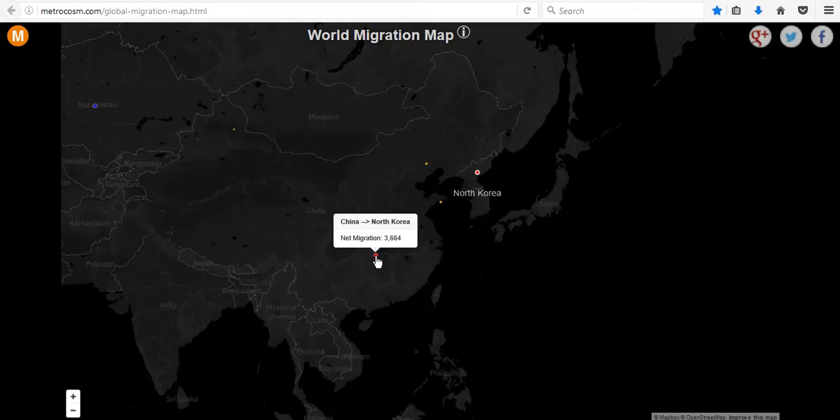Now, this is based on UN population data. There's a lot of illegal immigration from North Koreans wanting to flee the country that aren't documented, that aren't registered, that aren't part of this number. But what it says is there are 3,664 more people leaving China to go to North Korea than North Koreans going to China. So what's going on there is China and North Korea historically have had a very close relationship with each other.